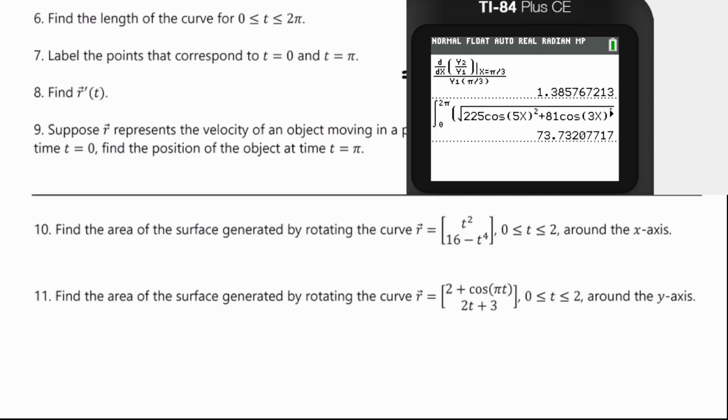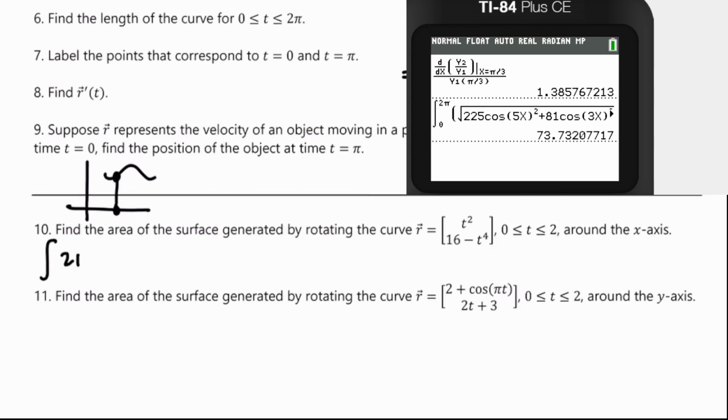Oh, well, I guess I could have known that there was going to be a calculator if I had seen that it was find the area of the surface. Okay, so x equals t squared and y equals 16 minus t to the 4th, from 0 to 2, around the x-axis. We don't even really need to sketch the thing, because that's probably not what it looks like. But if it is, and we're rotating around the x-axis, the radius is the y-coordinate.